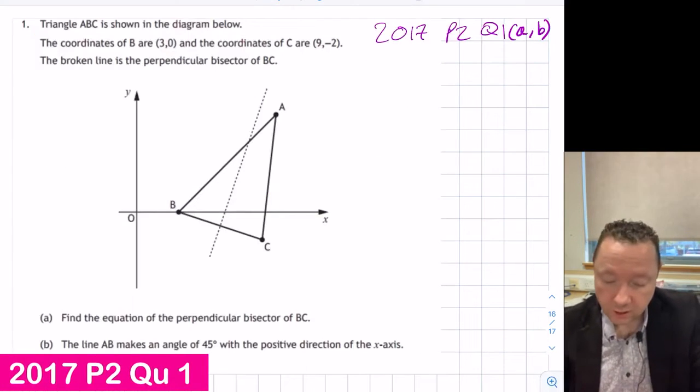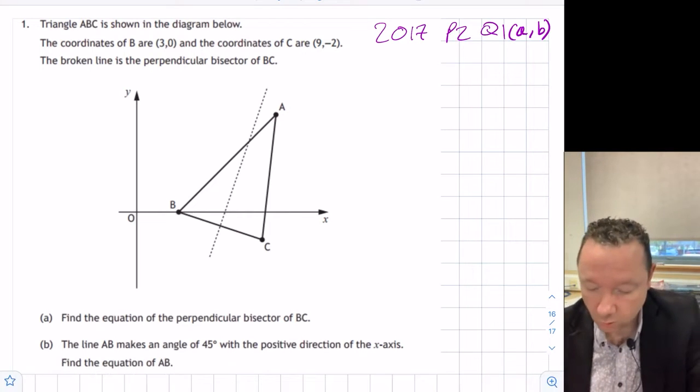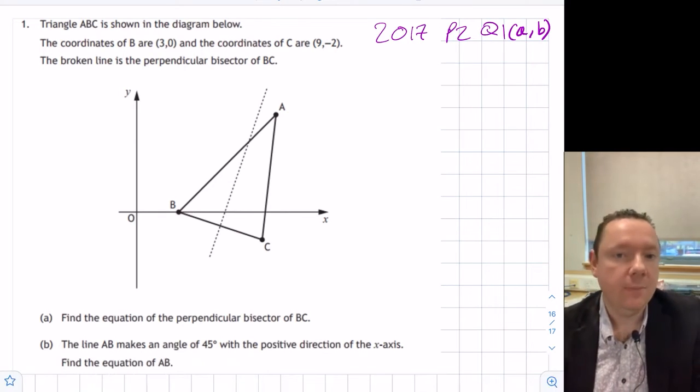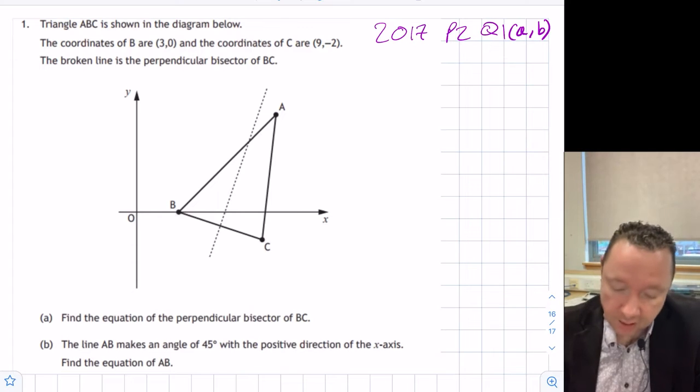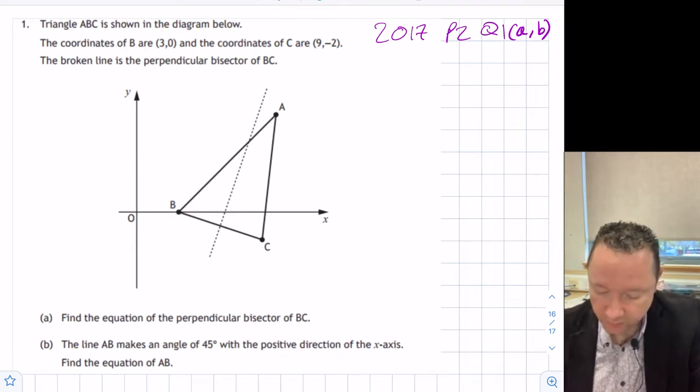Okay, here's a little question from 2017 paper 2. So it's a calculator question. It was just question 1, and it's part A and B. There was a part C, but I've not got that far yet. So triangle ABC is shown in the diagram below. The coordinates of B are 3, 0, and the coordinates of C are 9, negative 2, and the broken line is the perpendicular bisector of BC. Part A, find the equation of the perpendicular bisector of BC.